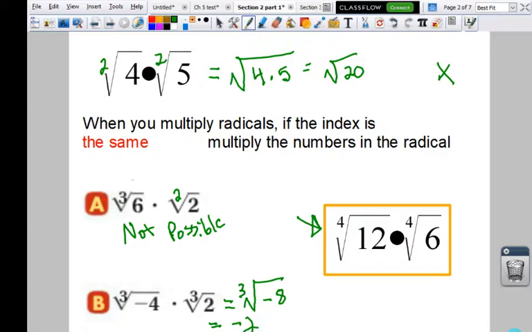And don't forget to write your index of 4, because they're 2 square roots. So this decimal, just leave it how it is? Yeah, without the decimal.